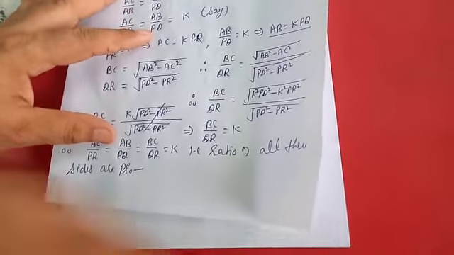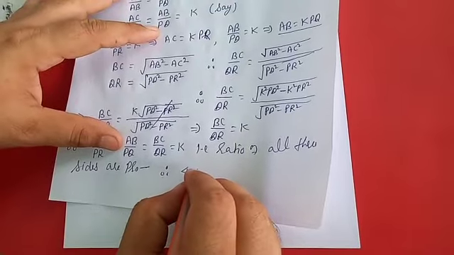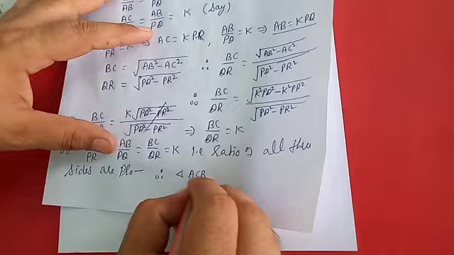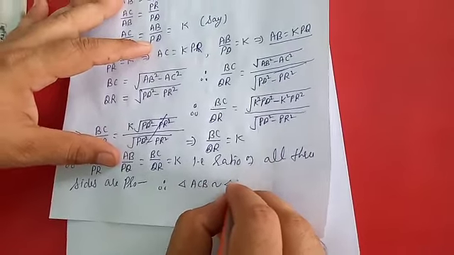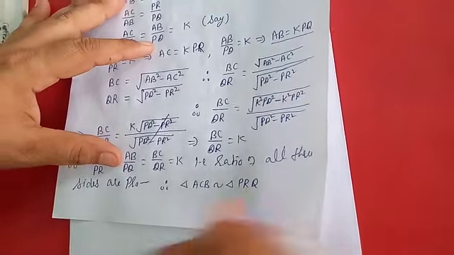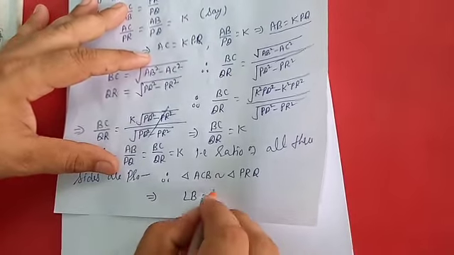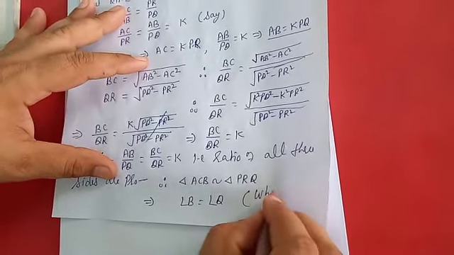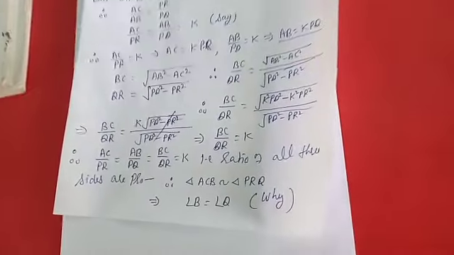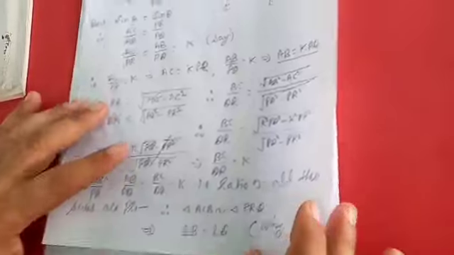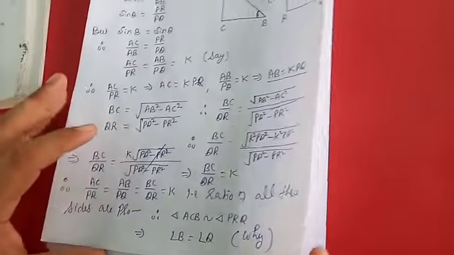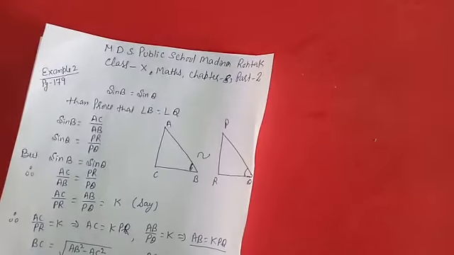So what's its meaning? Therefore triangle ACB is similar to triangle PRQ. This implies angle B equal to angle Q. Why? Because if two triangles are similar, all the 6 elements of one triangle are equal to all the 6 elements of another triangle. But what's the condition? There must be correspondence. Understood? Here is also correspondence between these two. So B is equal to Q, which is required. Your result.